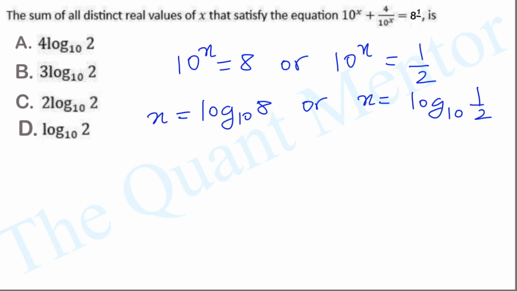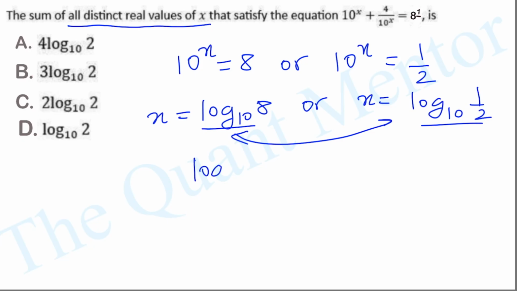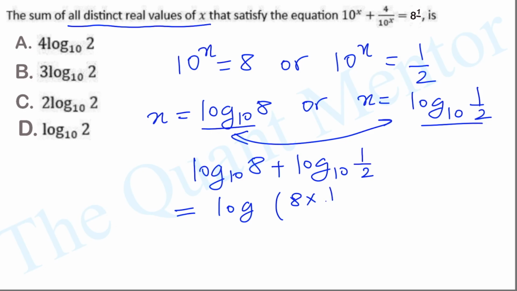The question demands the sum of all distinct real values of x. So I'm supposed to add these two numbers to get the sum of the two distinct values of x. The sum of two distinct values of x will be log of 8 to the base 10 plus log of 1 by 2 to the base 10. This is like log a plus log b, and their bases are the same. It will be equal to log of ab.